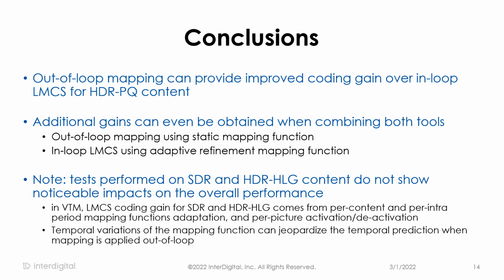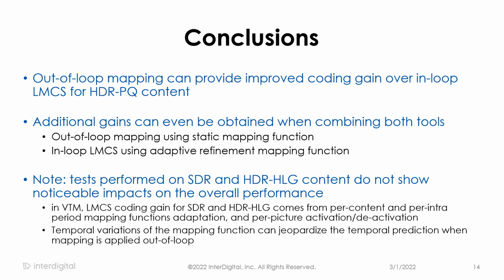This leads to the conclusion of this study. We have observed that out-of-loop mapping can provide improved coding gain over in-loop LMCS for HDR-PQ content. The second point is that these tools can synergize and lead to additional gains when they are combined. For instance, when using out-of-loop mapping with a static mapping function and in-loop LMCS as an adaptive refinement of the mapping function, we have observed those additional gains.